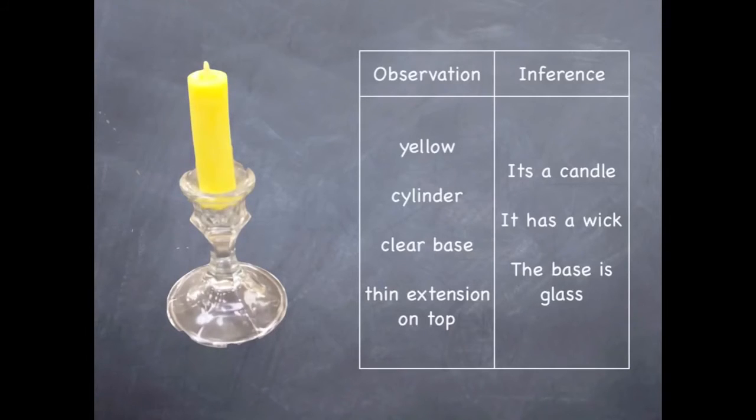Inferences you might have made about it were that it's a candle and that it has a wick and a base made of glass. As it turns out, some of your inferences may be wrong. It was, in fact, a piece of potato, as you could see when I ate it.